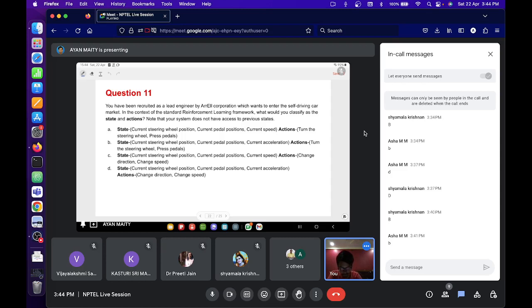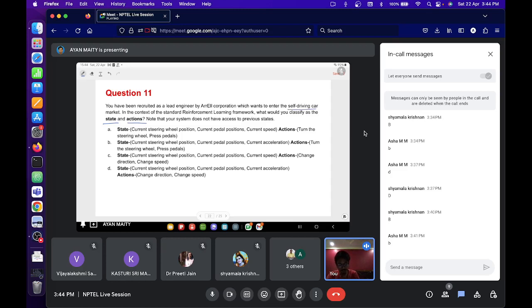Question 11, and this is the last question. So you have been recruited as a leading engineer by some corporation which wants to enter this self driving car market. So it wants to create a reinforcement learning agent for self driving cars. In the context of the standard reinforcement learning framework, what would you classify as the state and actions? For a self driving car environment or an agent, what should be the states and actions?